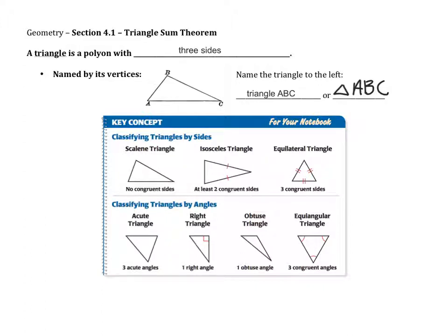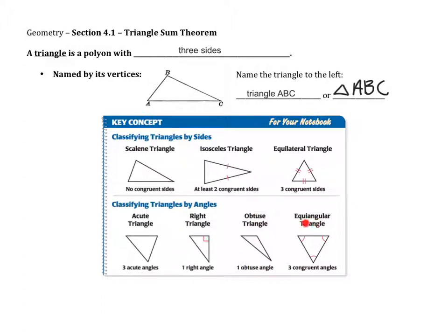Let's move on to how to classify a triangle by angles. If all 3 angles are acute, so less than 90, it is an acute triangle. If one of the angles is 90 degrees, it is a right triangle. There can only be one right angle in a right triangle. There can never be more than one. An obtuse triangle is when one angle is obtuse, so greater than 90 degrees. And again, you can only have one obtuse angle. You cannot have 2 obtuse angles in a triangle.